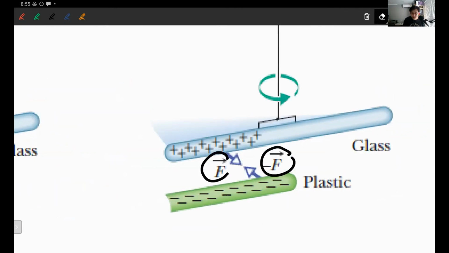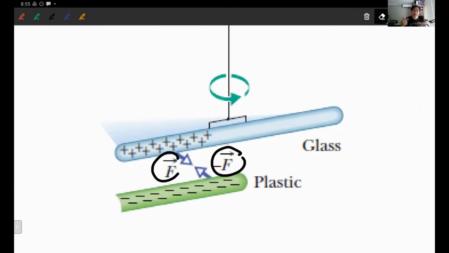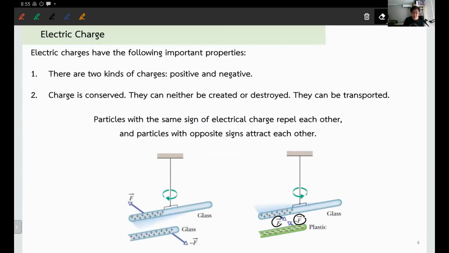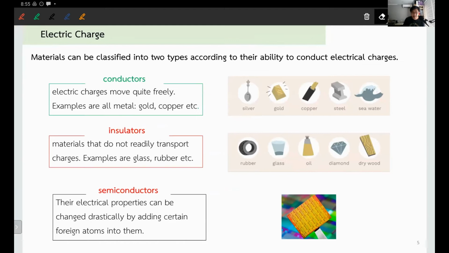Same thing with this attractive force. They're going to attract each other. So the magnitude of the force will be the same, pointing in the opposite direction and acting on the opposite objects. Sounds cool. All right. So that's good. Positive, negative.